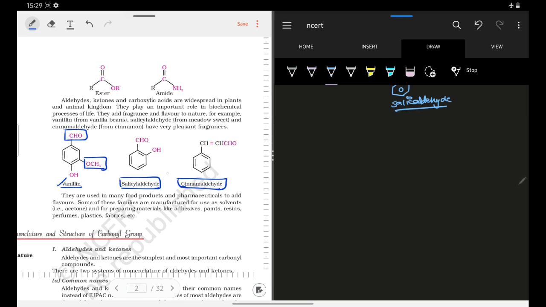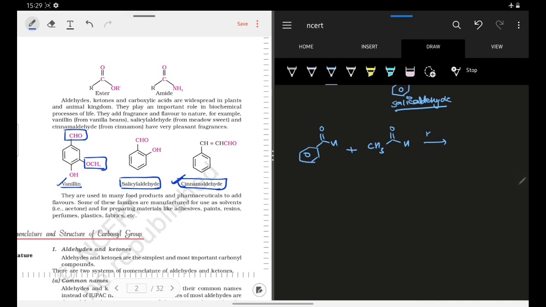Suppose I am given cinnamaldehyde, and I ask you how cinnamaldehyde can be formed from aldol synthesis, then how can you do it? Suppose my product is cinnamaldehyde, what would be the reactants for which aldol condensation would give me cinnamaldehyde? If I take this compound C double bond OH and I cause the aldol condensation with this compound, then the product would be cinnamaldehyde.